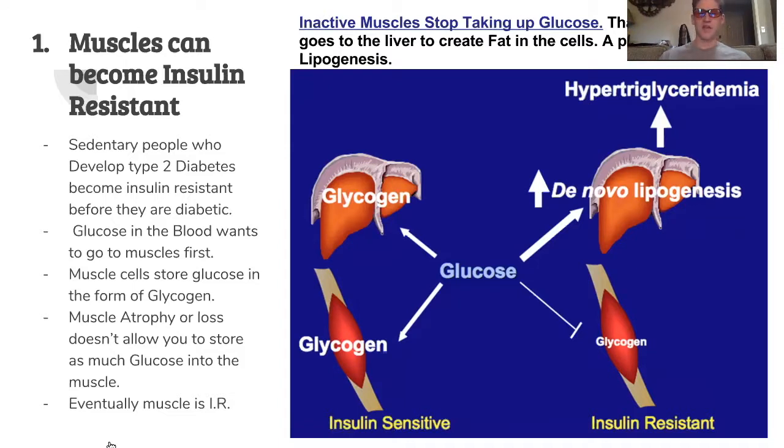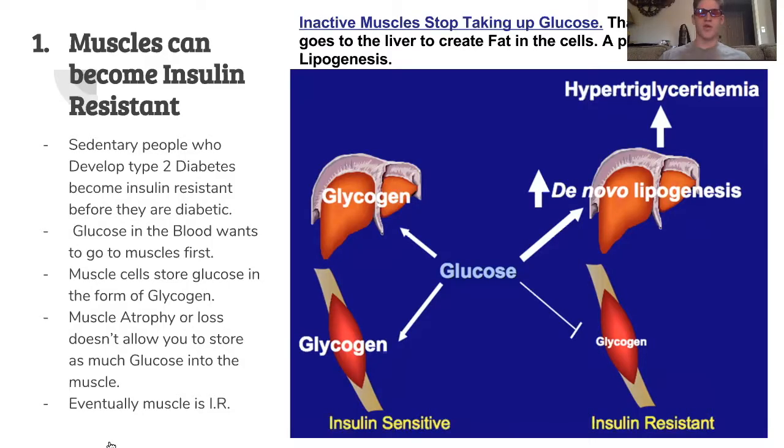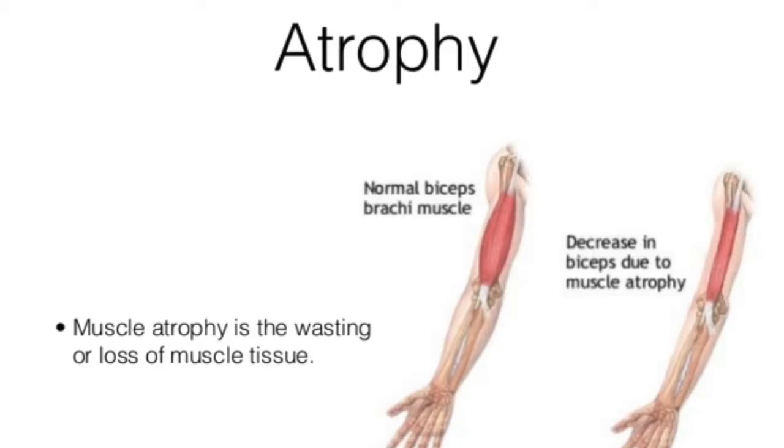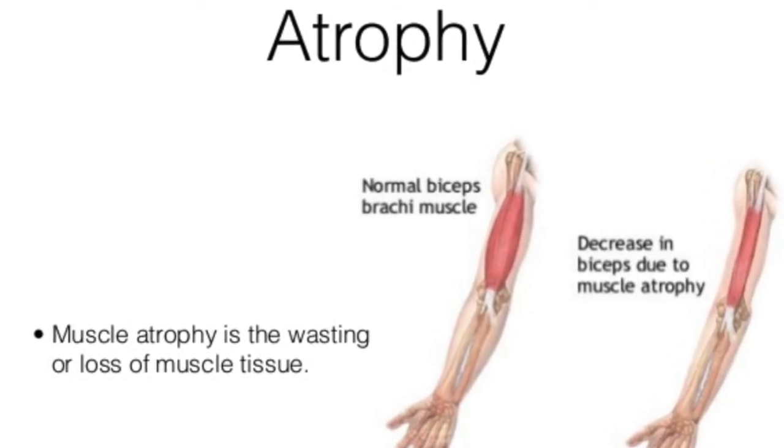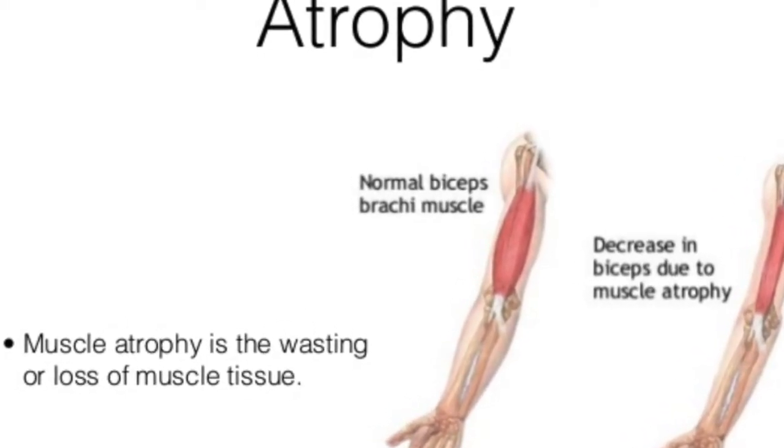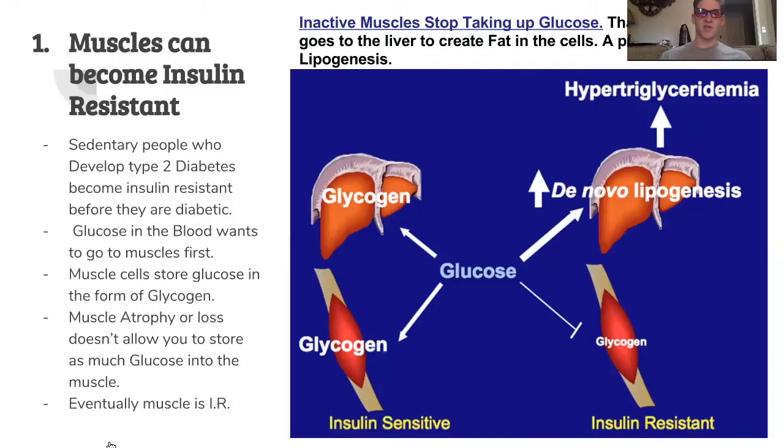If you are a very sedentary person, you haven't done anything all day, you haven't depleted any space in that muscle to store glucose. So muscle cells store glucose in the form of glycogen, okay? The first place that glucose wants to go is into the muscle. Muscles that haven't been used or that have been sedentary for a very long time atrophy, or lose size and growth and the ability to contract.